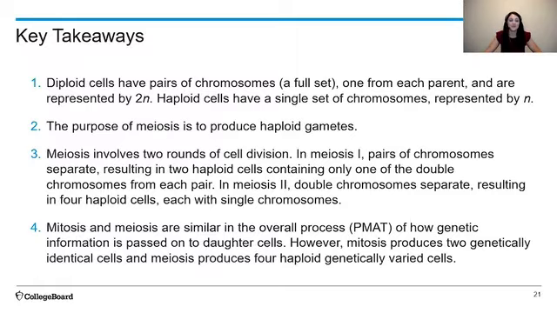And mitosis and meiosis are similar in the way that they separate their genetic material and pass it on to the daughter cells. However, mitosis produces 2 genetically identical cells, while meiosis produces 4 haploid genetically varied ones.